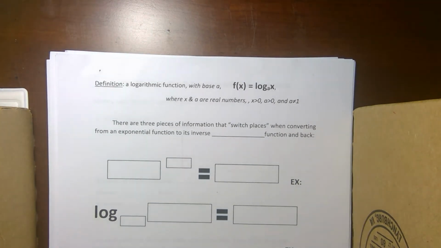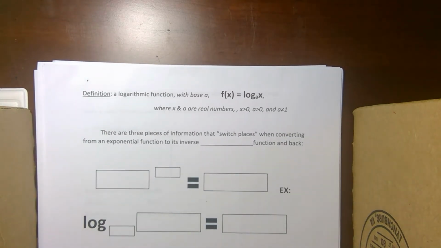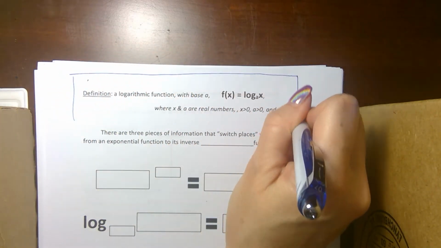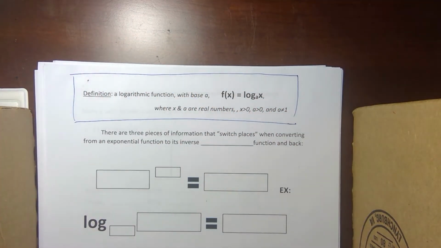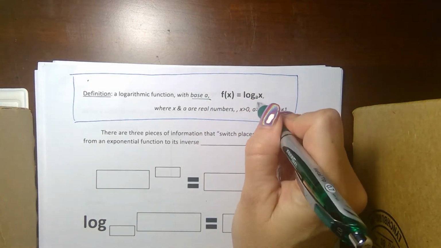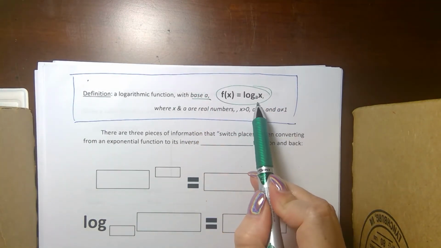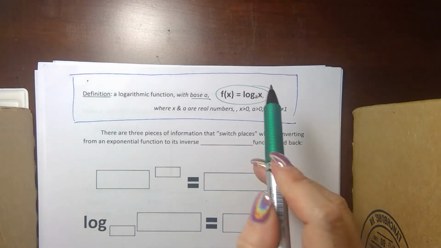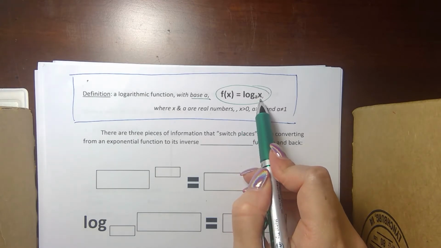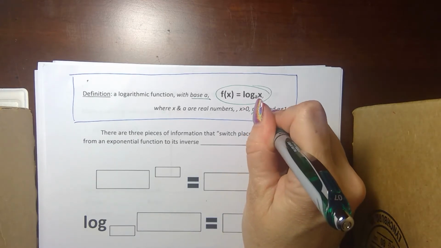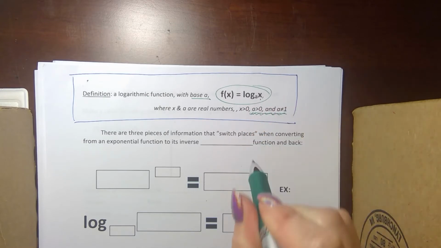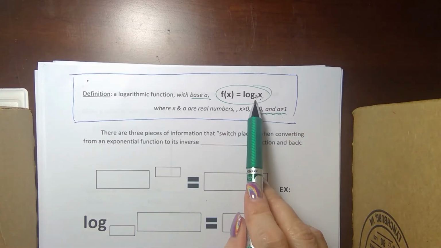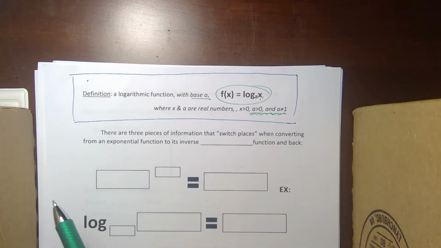Okay, we've got some blanks to fill in here. Definition. Just like we had a definition for our exponential function, we have a definition for our logarithmic function. Our logarithmic function, base a, is read, f of x equals log base a of x. X and a are still real numbers, just like with an exponential function. X is greater than 0. A, just like with my exponential function, has to be greater than 0 and not 1. So my base still has to be a positive value, not 1.